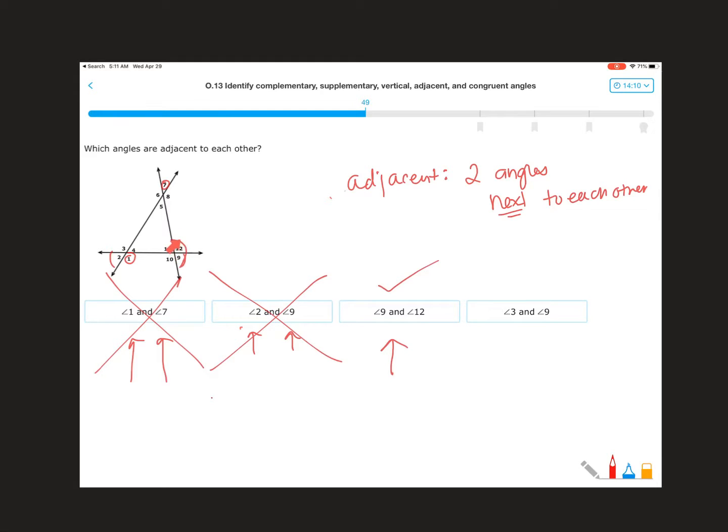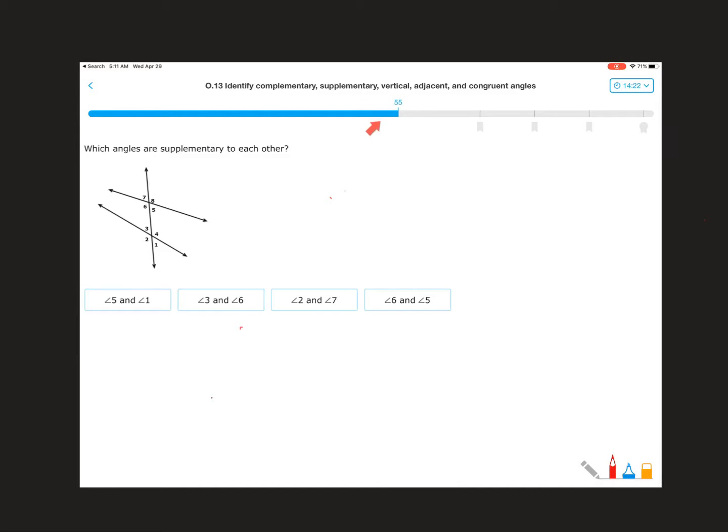Ooh, look at that. They're next to each other. They are adjacent. There cannot be a gap. And not only that, they're supplementary because they make a straight line. All right, Smart Score 55.